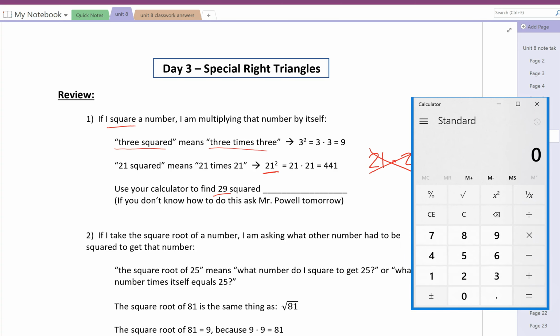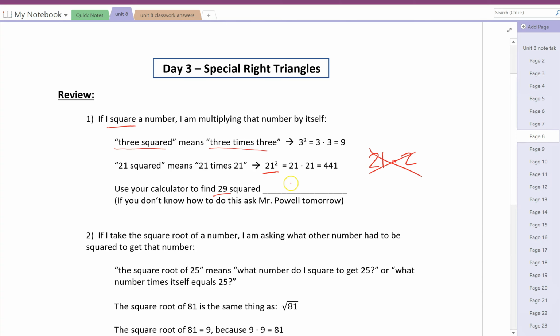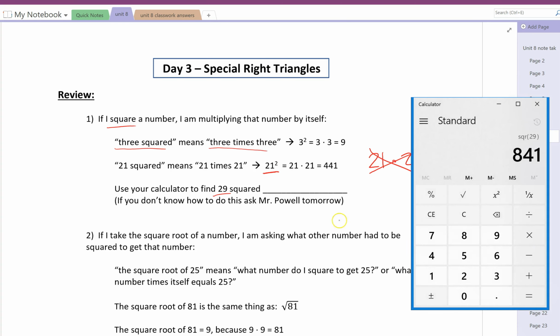All right, so this depends a little bit on which calculator you're using. The one that I'm using on my computer here looks like this. If I want to know what 29 squared is, usually there's going to be some sort of x squared key on your calculator, and so you would just hit that. And so 29 squared would be 841.